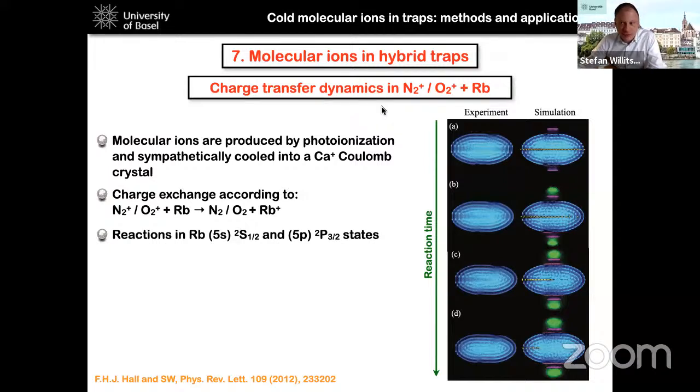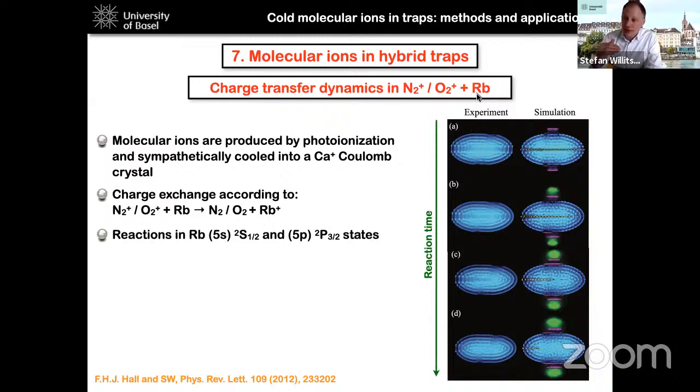So specifically what we had been looking at is charge transfer dynamics, now including molecular ions like N2+ and O2+ with the ultracold rubidium atoms. And again, what is important here is the N2+ and the O2+ molecular ions were sympathetically cooled in our experiments. And they were always in the electronic ground state, but the rubidium atoms were in a MOT in our experiment.